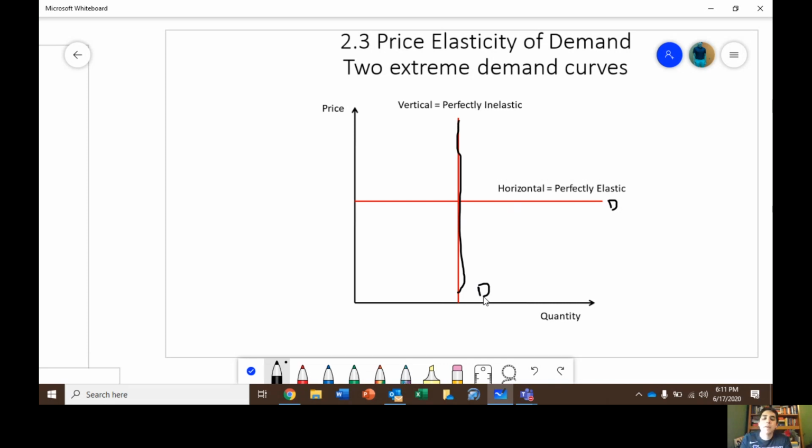So you can imagine that a perfectly inelastic good would be something, I think, like insulin. Insulin is a life-saving drug. You need it. And so whether it be $4 or $3,000, you're going to buy it, right? Because it's your life on the line.